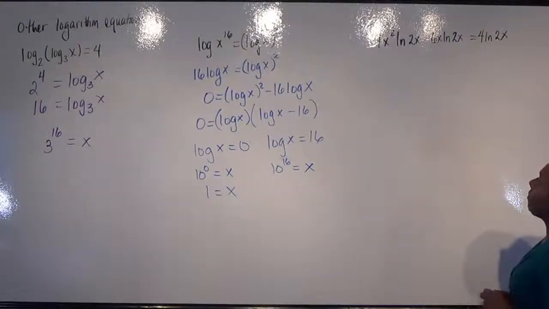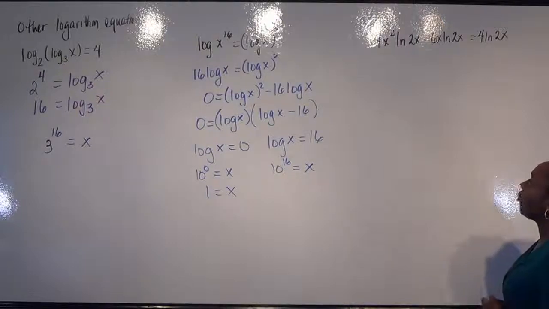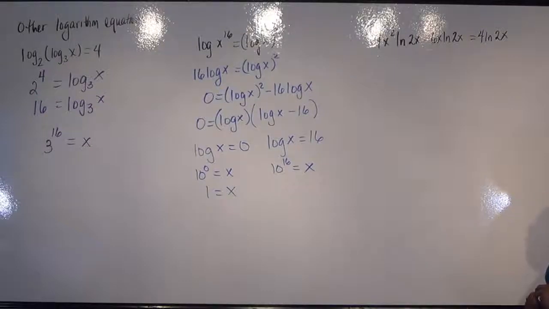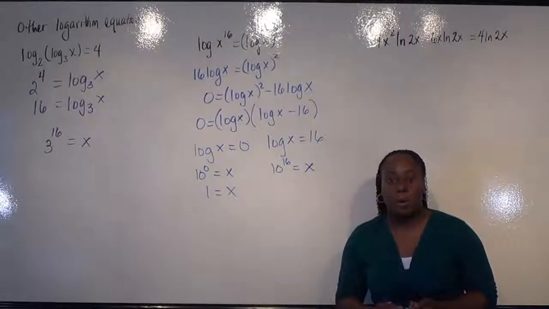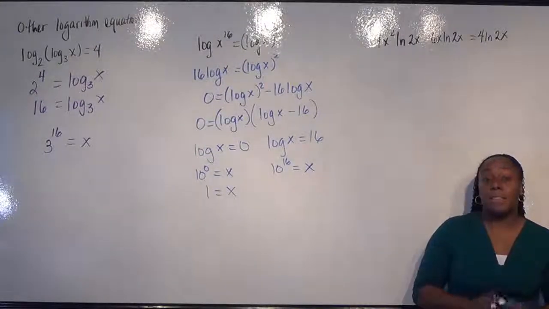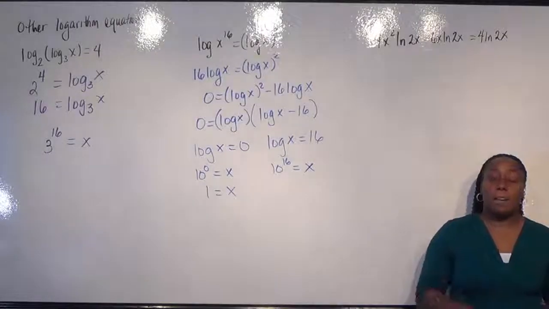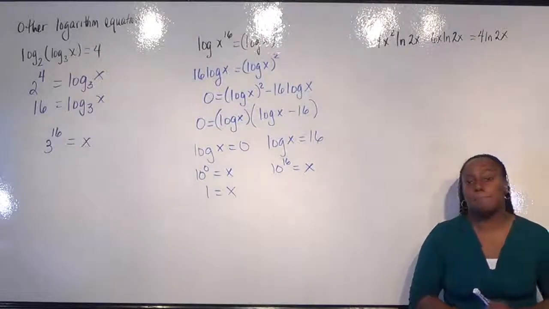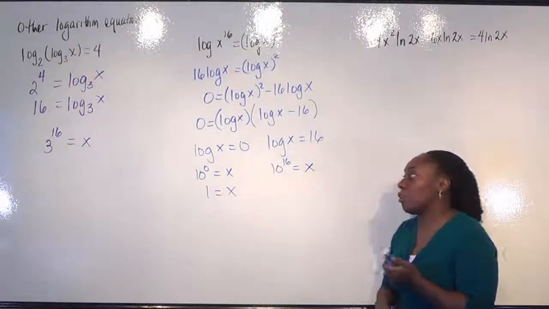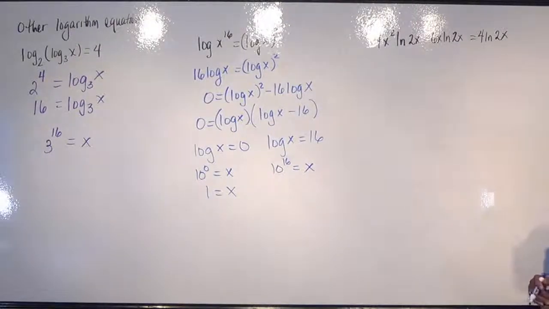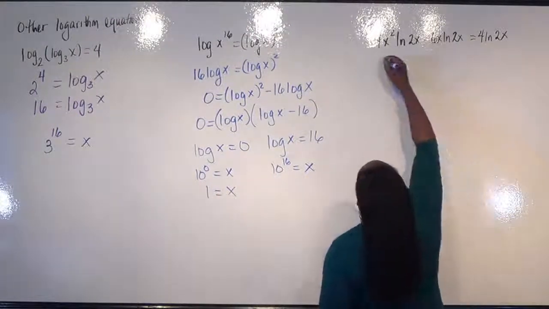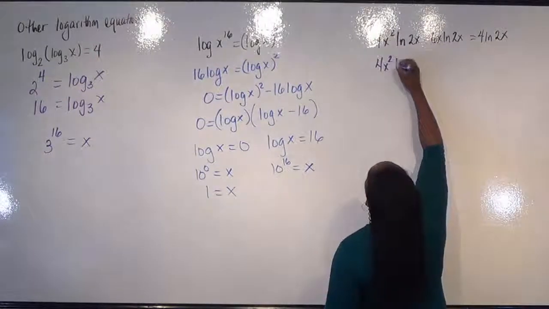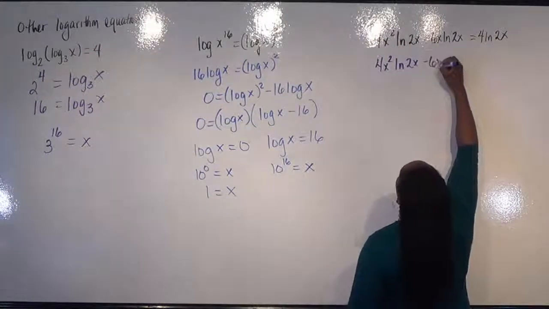And then for our last one, 4x squared natural log of 2x, minus 6x natural log of 2x equals 4 natural log of 2x. Now, a lot of people, when they first look at this problem, they want to do what seems obvious, and that is, there's a natural log of 2x in every term, I'm just going to cancel those out. Don't do that. The problem with doing that is you lose some of the solutions here. So it's good to notice that that natural log of 2x is in every term, but instead of canceling them out, what we're going to do is we're going to rewrite, move everything to one side, and factor it out.